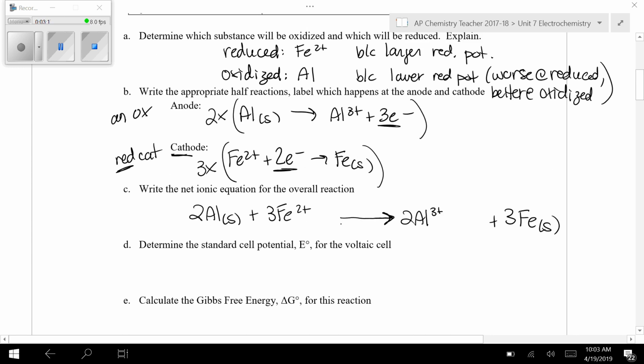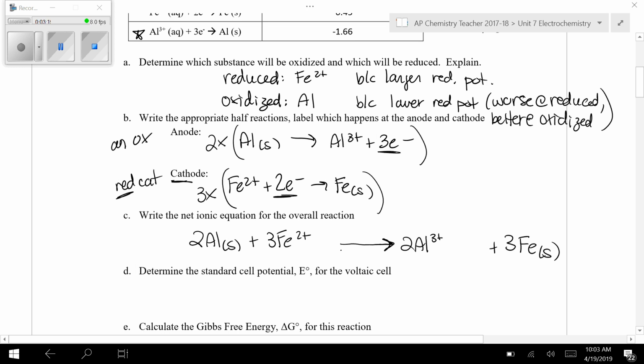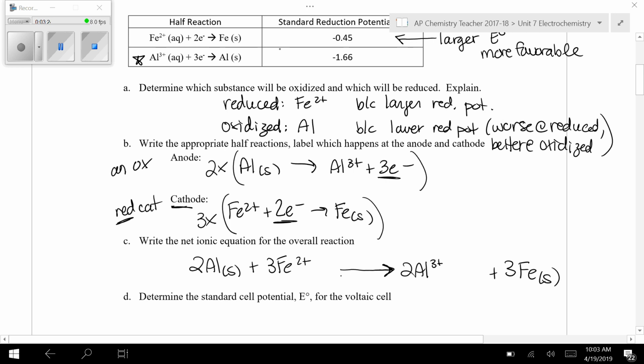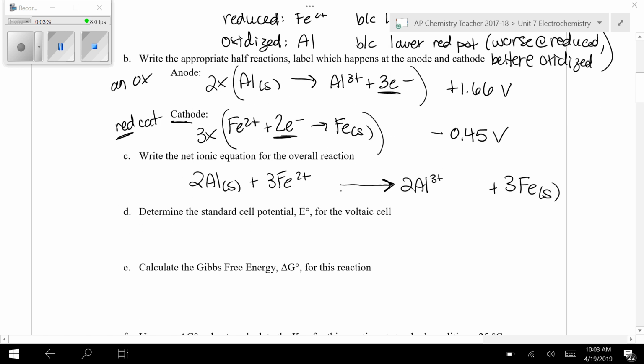The standard cell potential, the way I like to think of it is kind of like Hess's law. The reduction, which in this case is the iron, is going to occur as written, so the voltage is negative 0.45. The oxidation is going to flip around, and when you flip that reaction around, the sign flips. So now this is plus 1.66. So for the standard cell potential, I'm just going to add those numbers up. So it's 1.66 minus 0.45 volts. So that's going to be 1.21 volts.